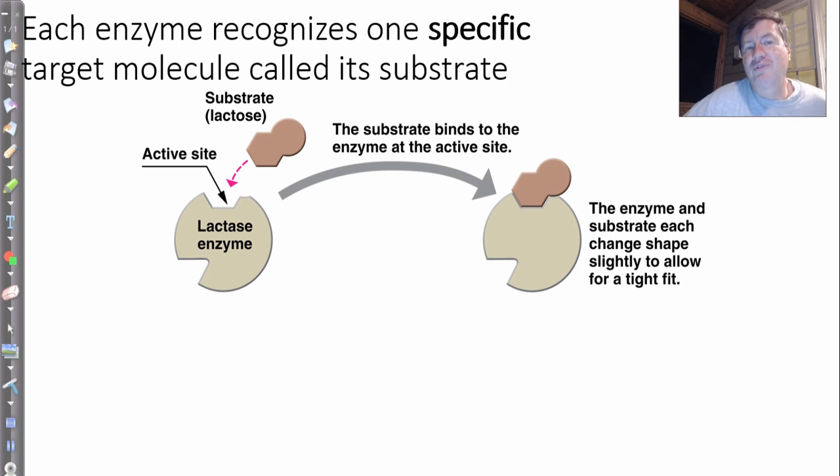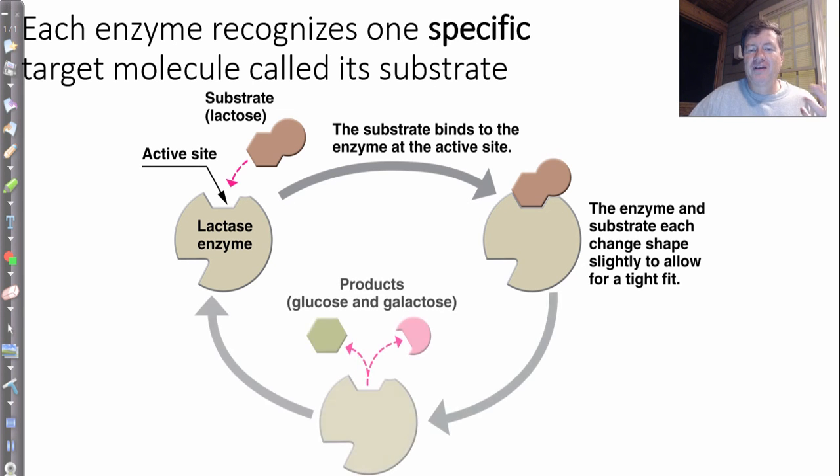The term we usually refer to this as is lock and key, that one enzyme fits one substrate. Because of this, the enzyme kind of stresses or breaks or helps break that bond and out pop the two products. In this case, glucose and galactose are the two monosaccharides that make up lactose. Notice the enzyme wasn't changed, and it can do this again and again and again.